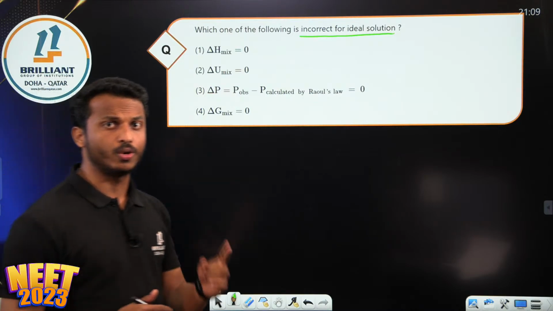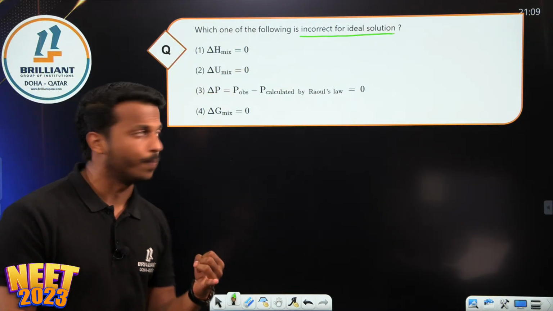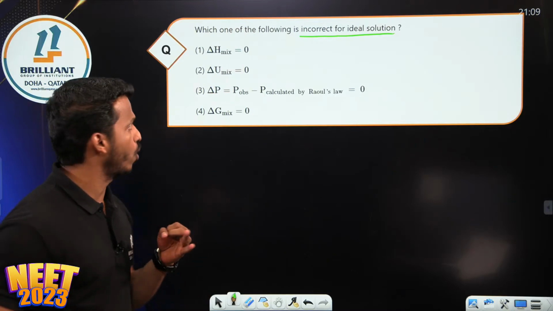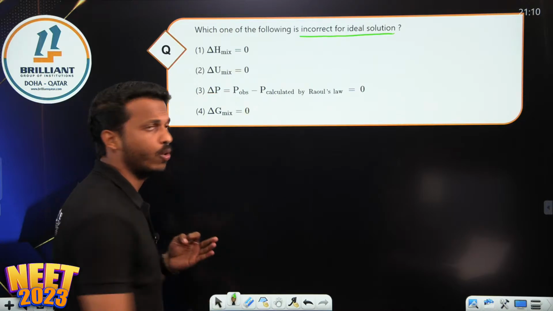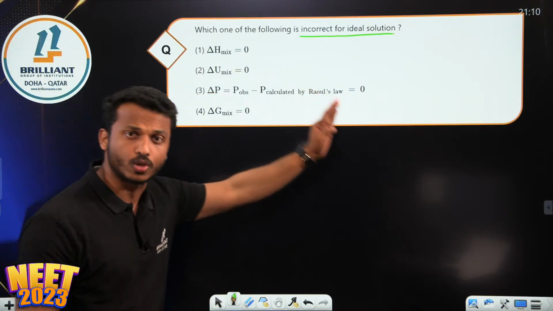For an ideal solution, enthalpy of mixing is 0. Internal energy of mixing is 0. Change in pressure is 0, that is observed pressure divided by the pressure calculated by Raoult's law. That is also 0, dear all.